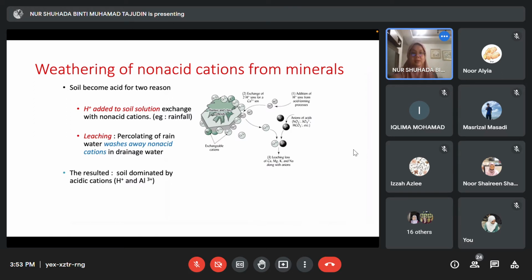Okay, so soil become acidic for two reasons, which is H plus added to the soil solutions, and another one is the leaching processes. Okay, it comes together. Okay, when the H plus is added, H plus want to replace the cation exchange site. So when H plus sit at the CEC site, H plus will displaced ataupun dia akan keluarkan the calcium and magnesium from the soil CEC site. Faham? Nurin, faham Nurin?